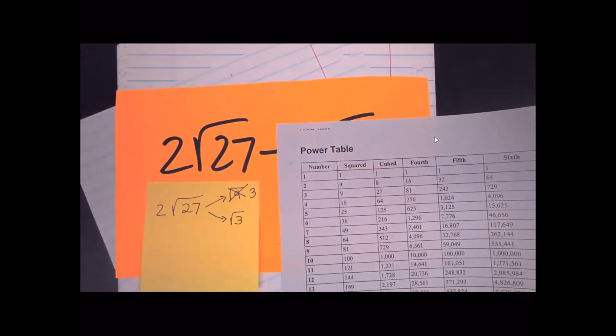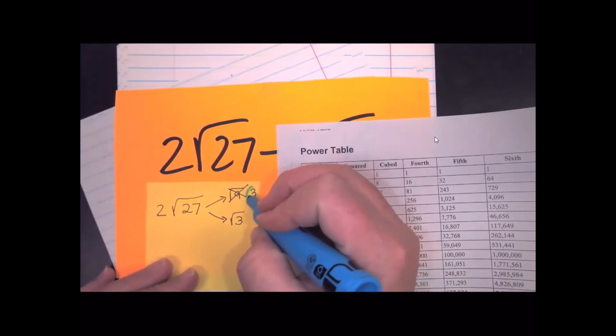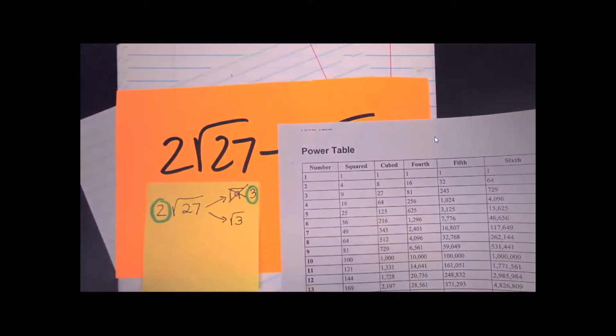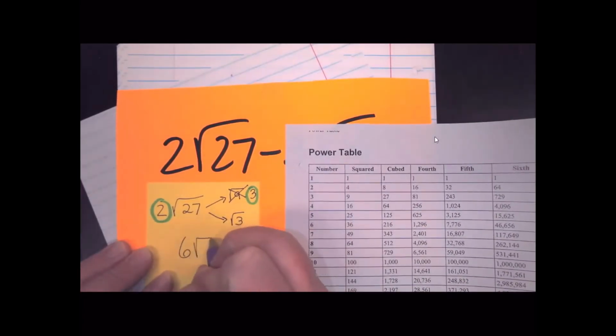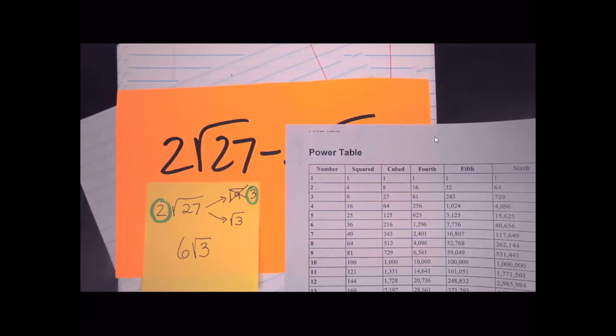Now, remember our rule. Everybody who is outside can be multiplied. So who's outside? Well, 3 is outside and 2 is outside. So what's 3 times 2? 6. And the square root of 3 has to stay inside. So there's that one simplified.